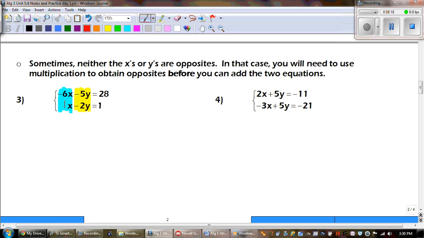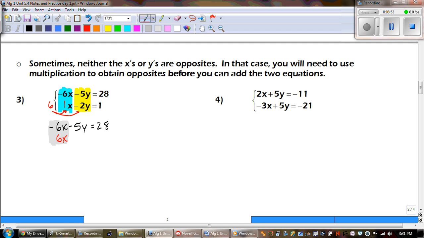Well, I noticed that the x down there only has a 1 on the bottom, so I can multiply everything by 6 to obtain opposites. And you're like, yo, Mr. Grice, that makes no sense at all. Well, just watch. 6 times 1 gives us 6x. The key thing here is I want these to be opposites. Are those opposites now? Yes, good.